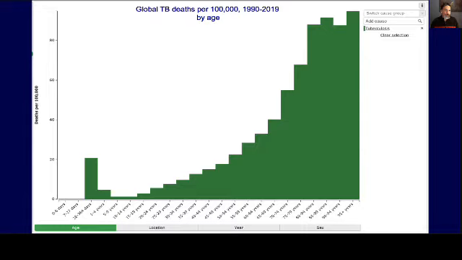So this is a slide that is showing the deaths per 100,000 globally by age. And I mentioned, very young age, under age 3, and also very old age are risk factors for death due to TB. And you can see how that increase happens almost exponentially as people age.